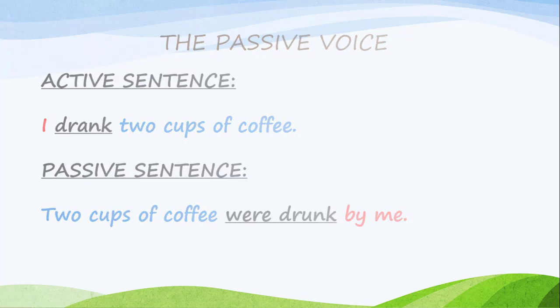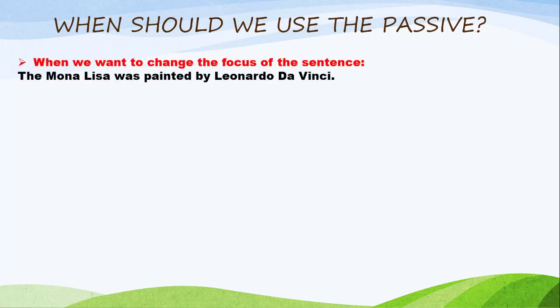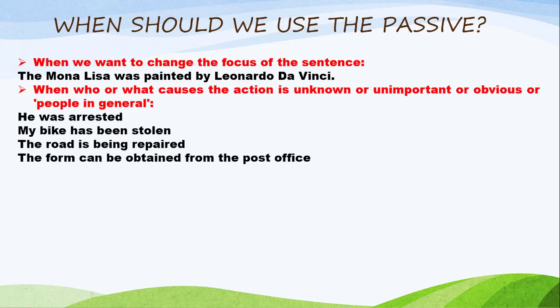Right now, when should we use the passive? Firstly, when we want to change the focus of the sentence. For example, the Mona Lisa was painted by Leonardo da Vinci. In this case, we are more interested in the painting than the artist in the sentence. Secondly, when who or what causes the action is unknown or unimportant or obvious or people in general.